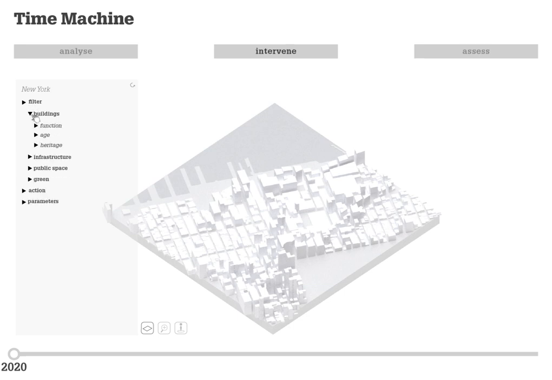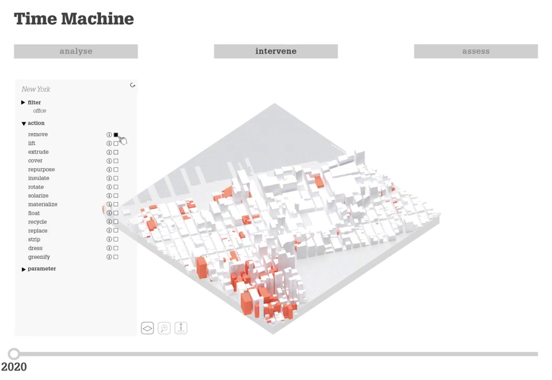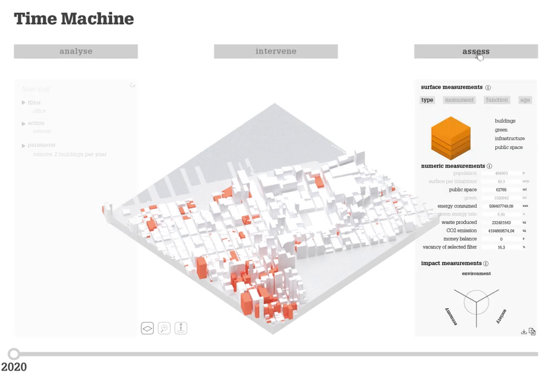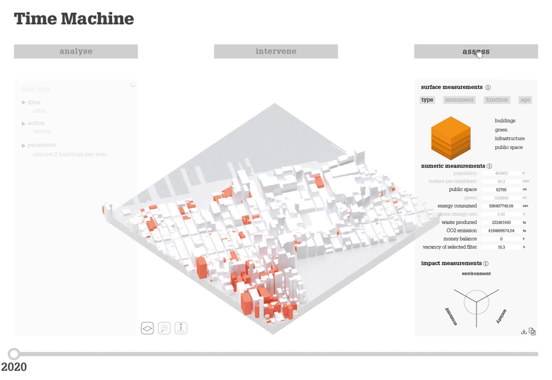Let's start off by choosing offices as a filter. In terms of actions, we can consider a few. How about remove? By removing vacant offices, we mitigate vacancy levels and create more public space in the city. In terms of parameters, we can choose to remove 2 office buildings a year. Have a look at how the case study area changes over time following this action.